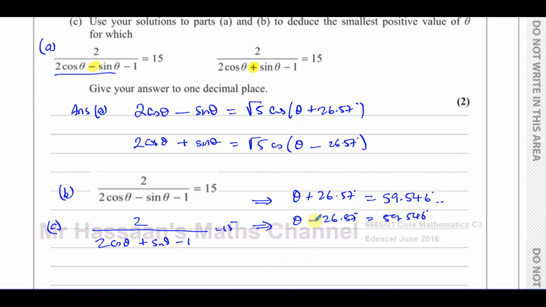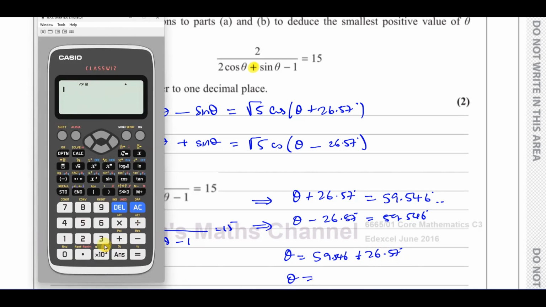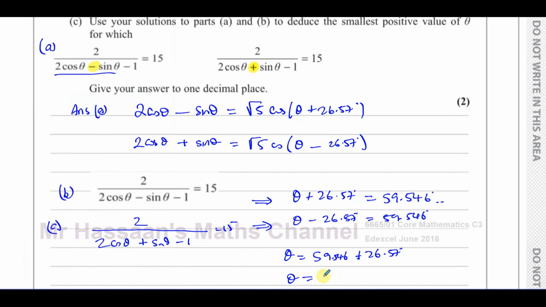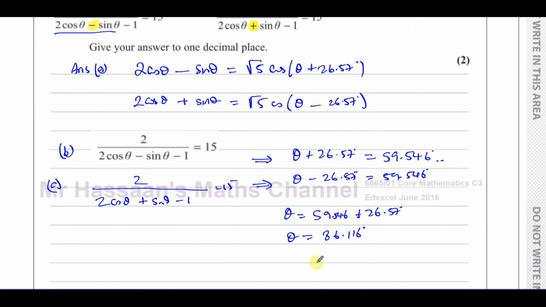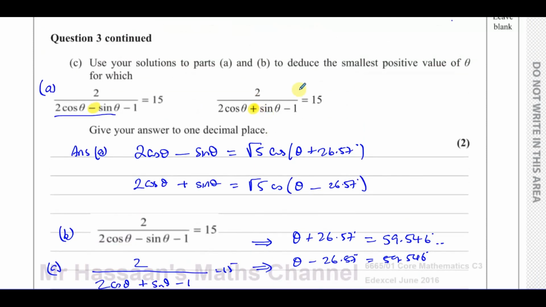59.546. So the smallest positive angle is going to be, in this case, 59.546 plus 26.57. So the answer is going to be, we take this answer, 59.546 plus 26.57. And that gives us 86.116 degrees, which rounded to one decimal place gives you 86.1. So theta is 86.1 degrees, and that's the smallest positive angle for which this is true.